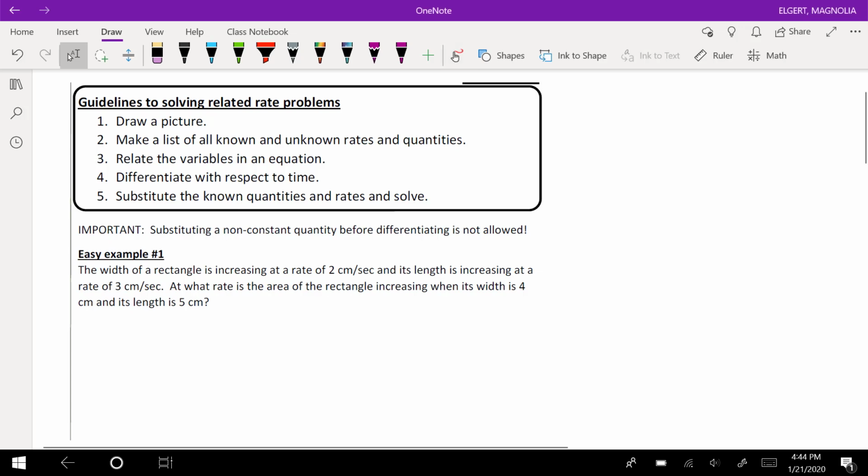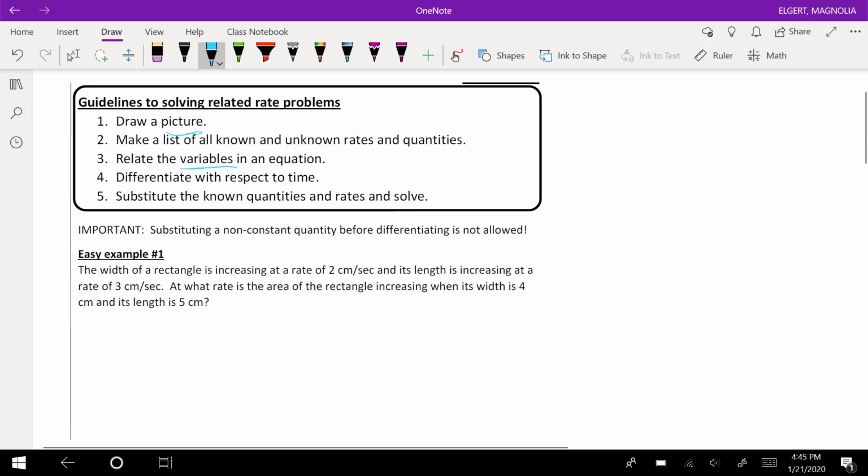Okay, so what you're going to look at is some more related rates problems. You should have this worksheet for some notes and some practice problems. The first thing that you notice on the worksheet is that I gave you some steps to solve: draw a picture, make a list of known and unknown, relate the variables, that means come up with an equation or a formula, take the derivative. So step 4 is take the derivative. Step 5, substitute and solve.